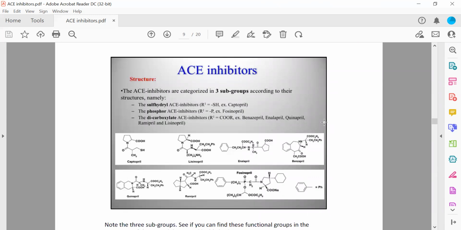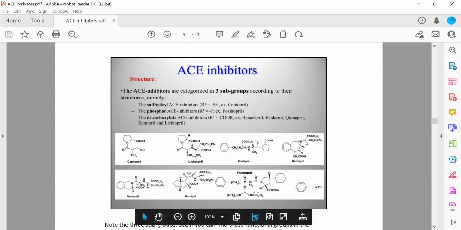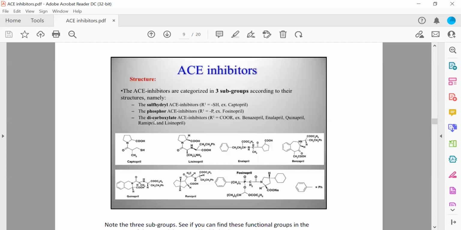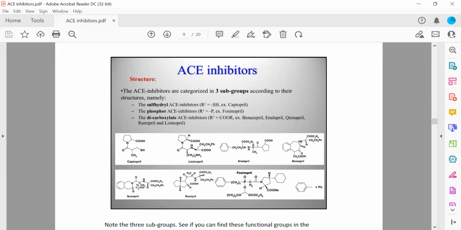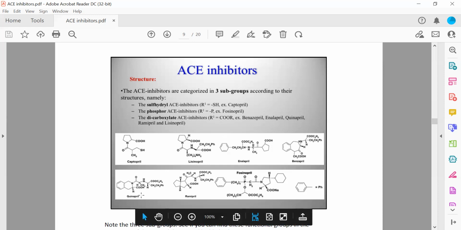Now, the ACE inhibitors can be categorized in 3 subgroups, namely the sulfhydryl ACE inhibitors like captopril, and the phosphor ACE inhibitors like fosinopril. You can see for it this functional group over here, that is the phosphor functional group. And then you have a few drugs that are dicarboxylate ACE inhibitors, where at the R1 position it's a carboxylic acid, but they have another carboxylic acid. For instance, let's look at quinapril. Quinapril has a carboxylic acid in this position over here that can form ionic interactions as well. It has this carboxylic acid group on this position here that can form interactions with zinc. So quinapril is a dicarboxylate ACE inhibitor.